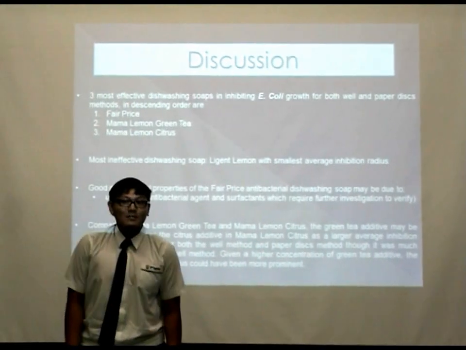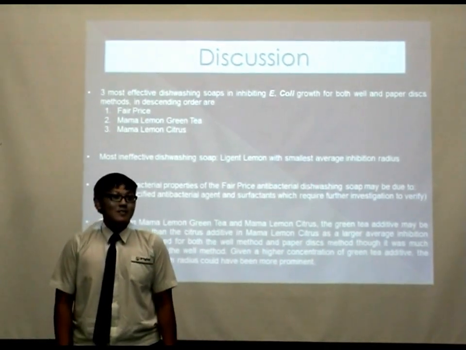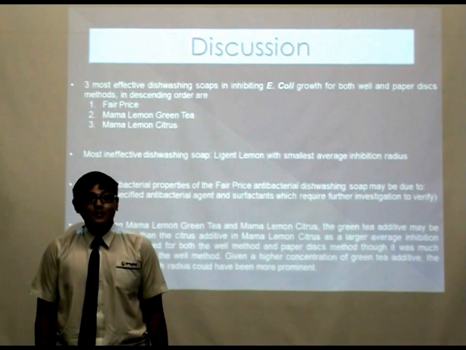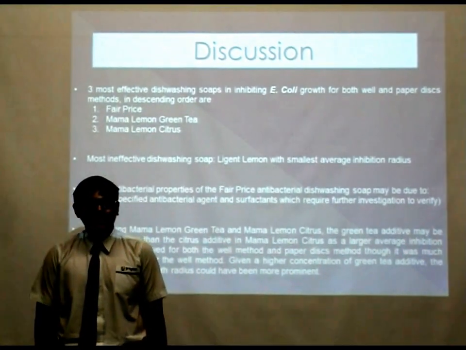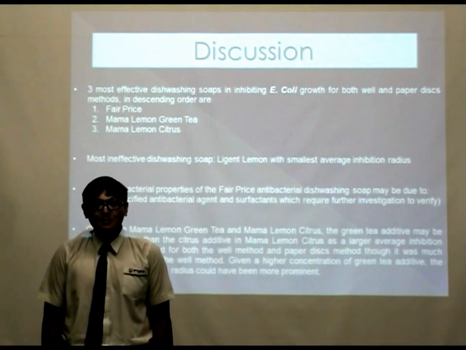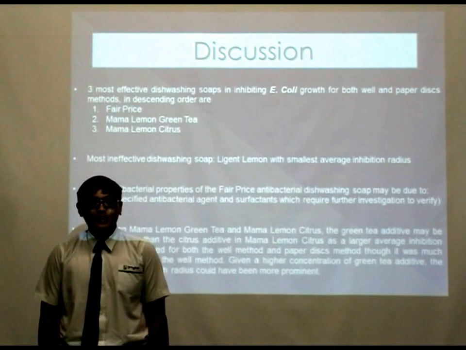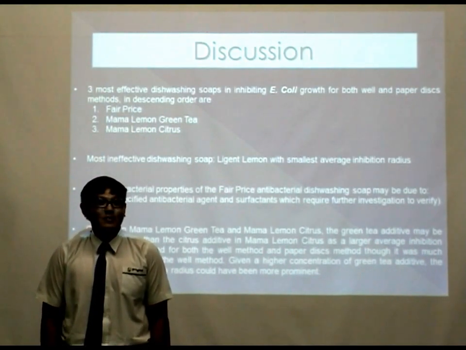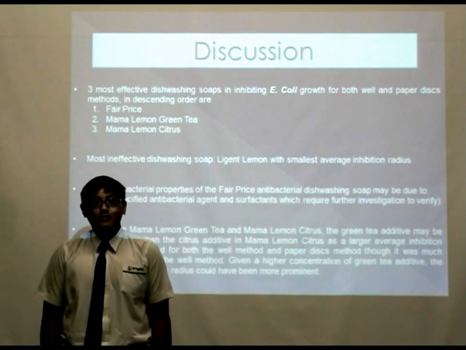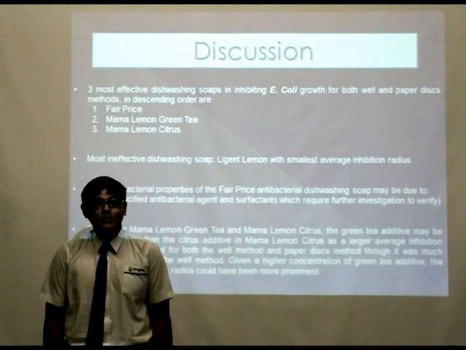There are 3 most effective dishwashing soaps in inhibiting E. coli growth for both well and paper disc methods. In descending order are: firstly is Fair Price, secondly Mama Lemon Green Tea, third Mama Lemon Citrus. The most ineffective dishwashing soap is Legend Lemon with the smallest average inhibition radius. Good antibacterial properties of the Fair Price antibacterial dishwashing soap may be due to unspecified antibacterial agent and surfactant which require further investigation to verify.